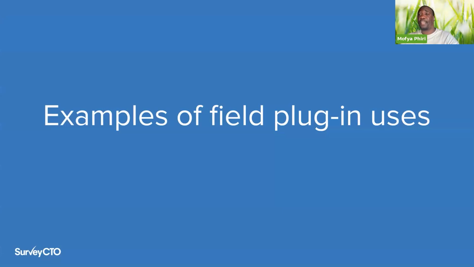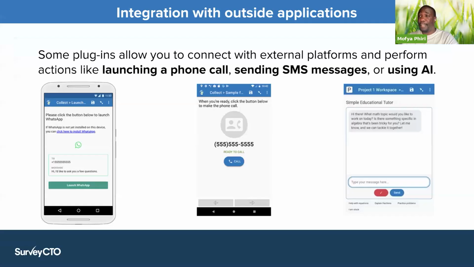Let's talk about examples. We mentioned that we've got a catalog, and the catalog has got over 50 field plugins. So we can't really go through each one of those, but what we have done is just to put clusters and just to give you a sense of what's available within our catalog. So there are field plugins that allow you to reach outside SurveyCTO. Our first example here has got the Launch WhatsApp field plugin. So your form can send a WhatsApp message at any point in the interview. And this can be useful for follow-ups, reminders, and sharing things just like a thank you message.